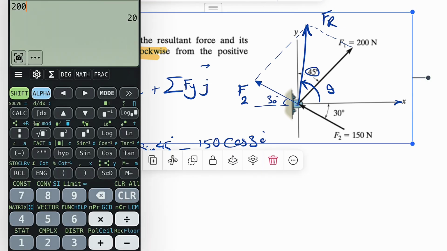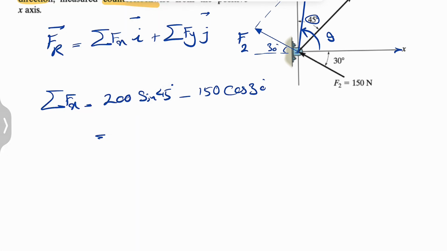So let's see what we get. 200 sine of 45 minus 150 cosine of 30 is going to give us 11.52 newtons. Let's move on to the sum of all forces in y.